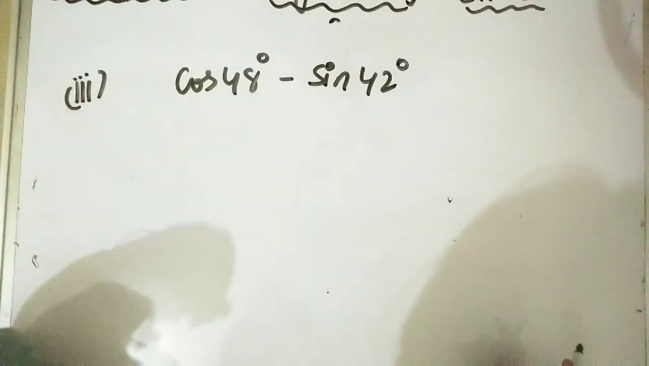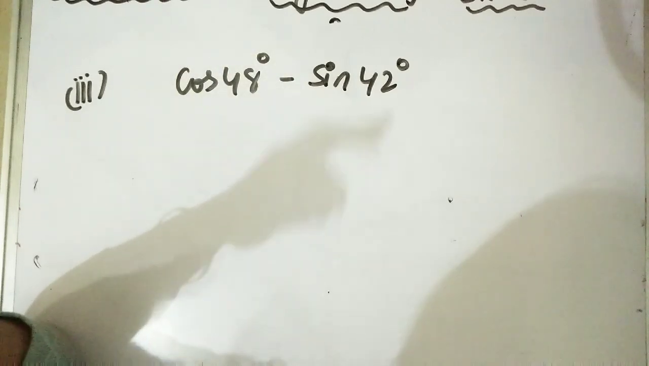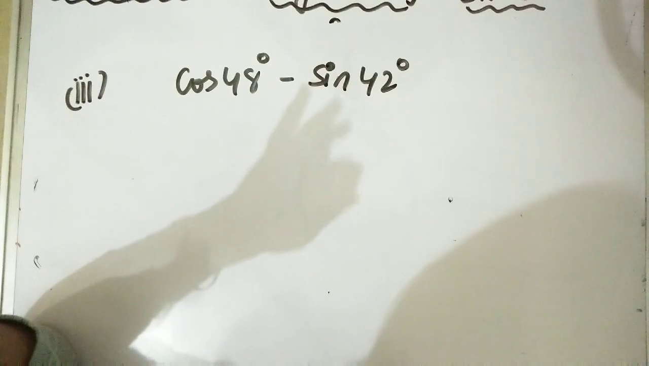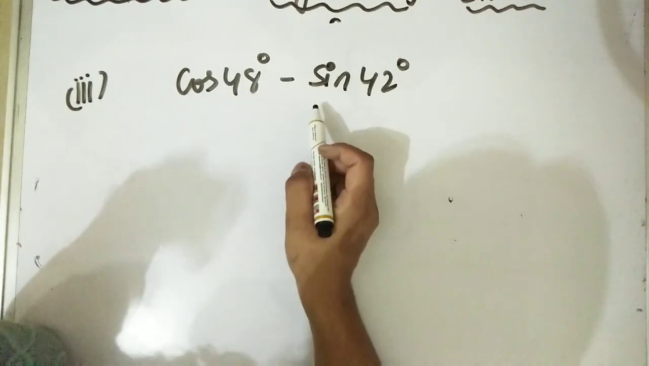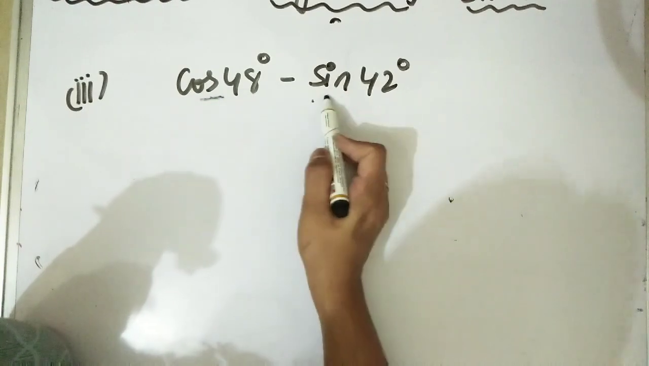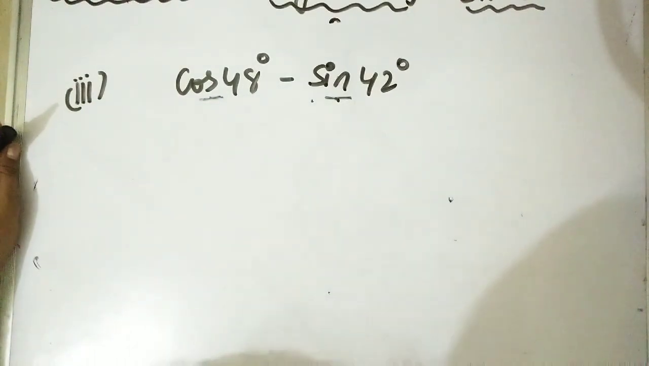We have the third part, cos 48 degree minus sine 42 degree, right? Now the question can be in any form: plus, minus, division, multiply. It is not necessarily that the question will be in division form as we have done earlier. Now you have a negative sign. You have two options to convert, either cos or sine. You can convert any one trigonometric ratio.